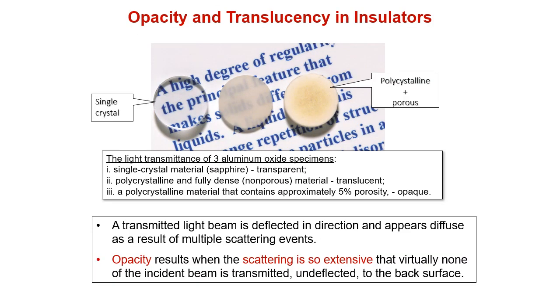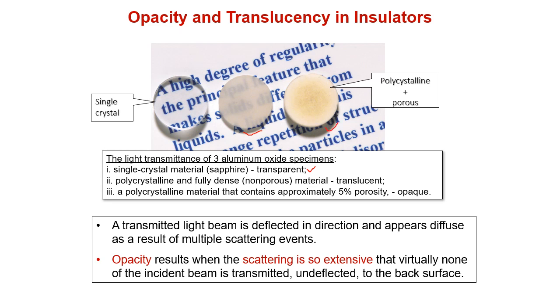Opacity and translucency in insulators. So the light transmitted through three aluminum oxide specimens is in this figure. The first one is single crystal material, sapphire, which has the transparent property. The second one is polycrystalline and fully dense, non-porous material, which is translucent. And the third one is polycrystalline material that contains approximately 5% porosity, and it will become opaque.